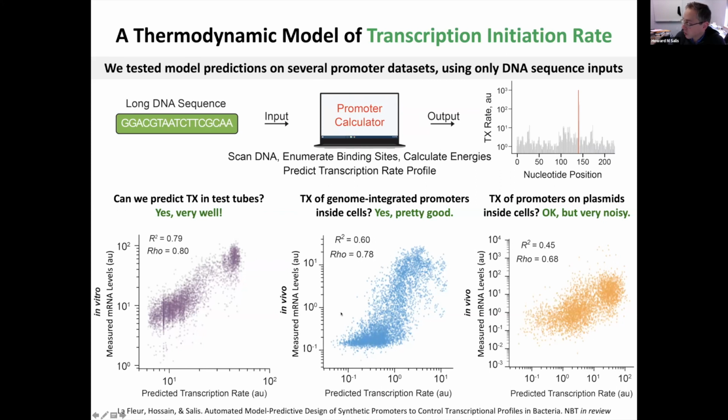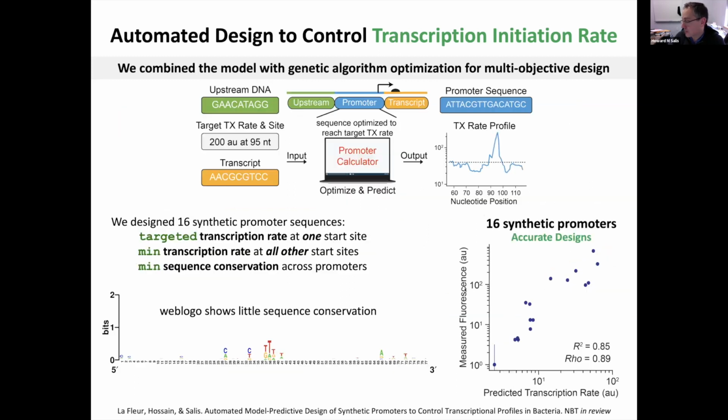Okay, so again, going from left to right, on the left we have in vitro measurements, very clean, very precise. On the right, we have messy multi-copy plasmid measurements or messier, and we do see a reduction in the model accuracy. And then, importantly, can we use this model to make predictions during rational design? And the answer is yes.